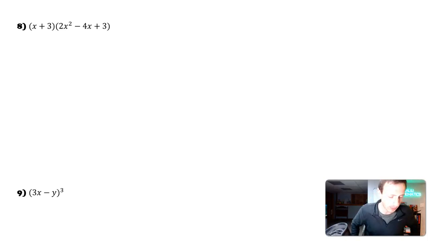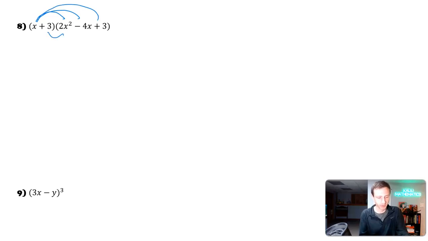Use that distributive property, but this time we're going to do x times 2x squared, x times negative 4x, x times 3. Same thing with the 3: 3 times 2x squared, 3 times negative 4x, 3 times 3. So I'm multiplying everything together, just like how I did before. X times 2x squared is 2x to the third. X to the first times x to the second is 1 plus 2, so x to the third.